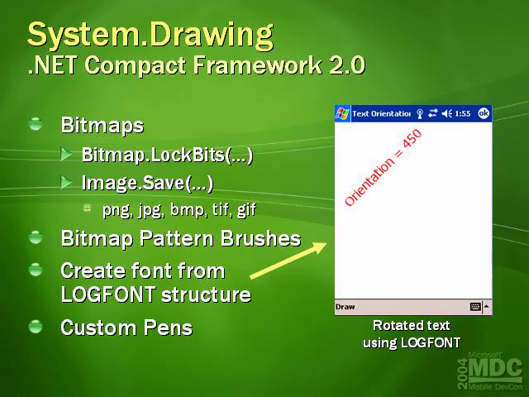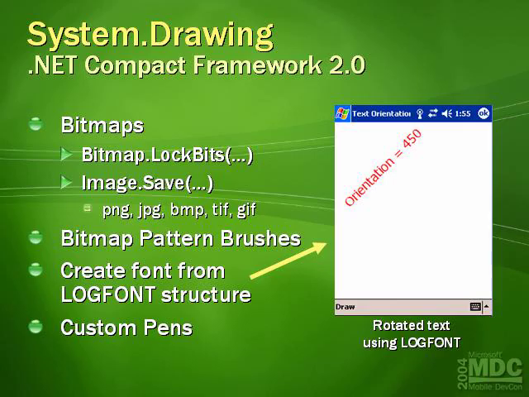And if you want to make a font that doesn't just go horizontally, you want your font to go up at an angle, say you're making a mapping application, something like that, you can do that now by creating a font from a log font structure. There's an orientation property there, and that's in tenths of a degree. So if you just set it to be 45, it'll be 4.5. Let's keep that in mind.